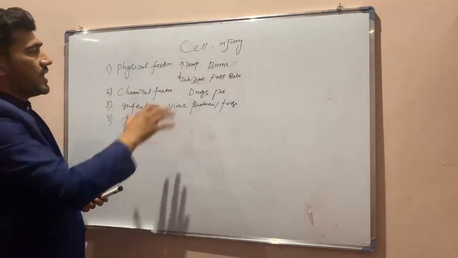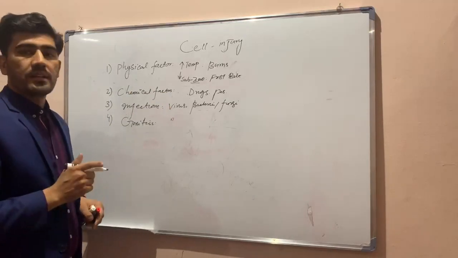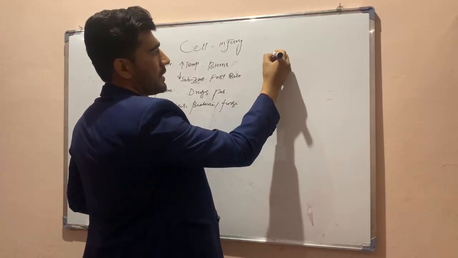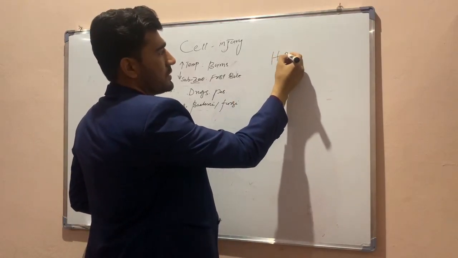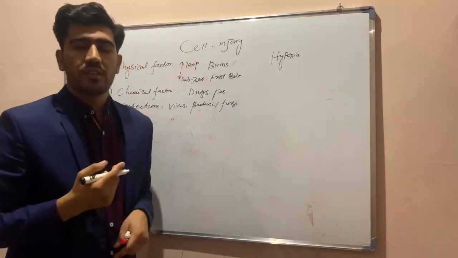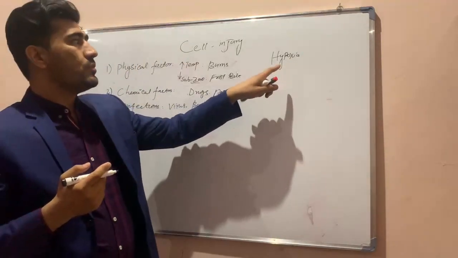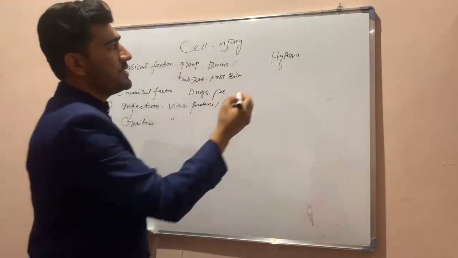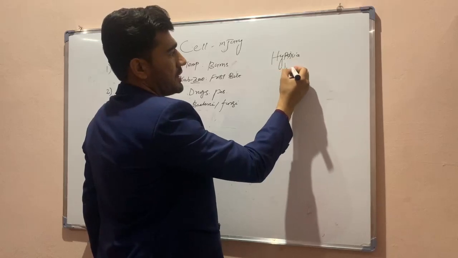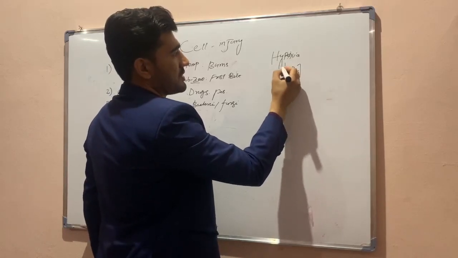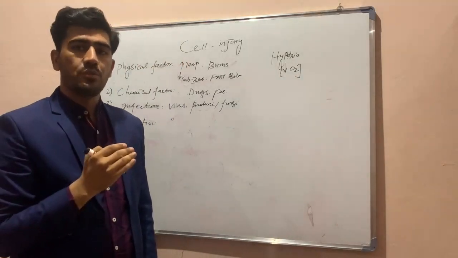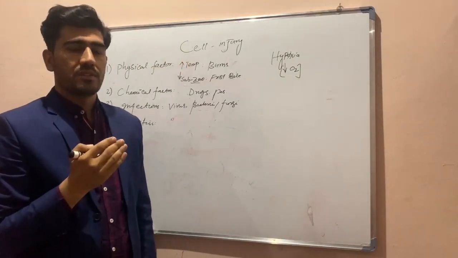So out of all of these, the most common cause of cell injury is hypoxia. Whenever someone asks what is the most common cause of cell injury, the most common cause is hypoxia. Hypo means decrease, oxia means oxygen, so it means decreased oxygen. Whenever there is decreased oxygen supply to the tissue, the cell becomes injured.